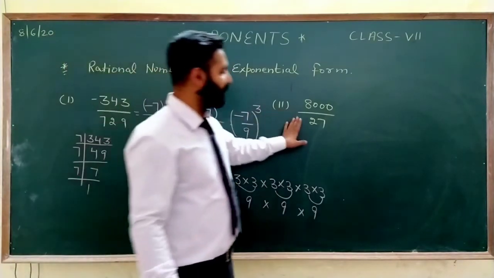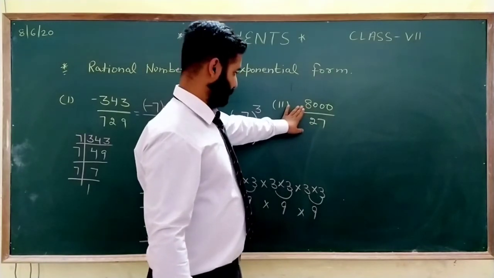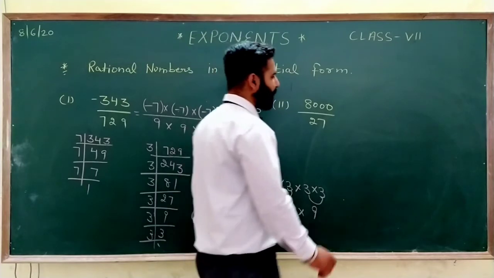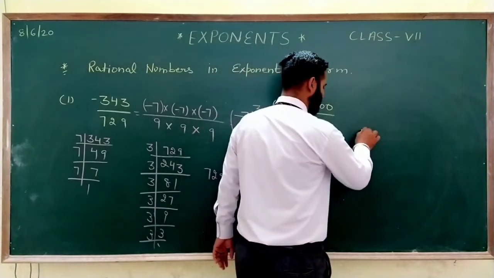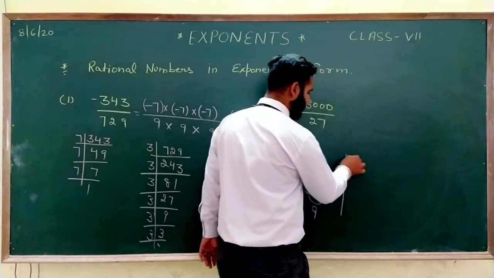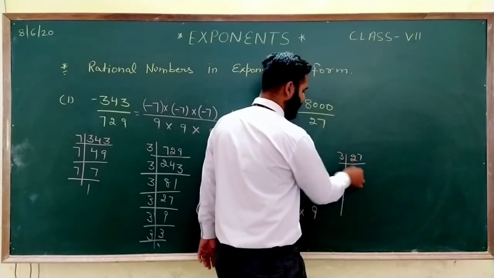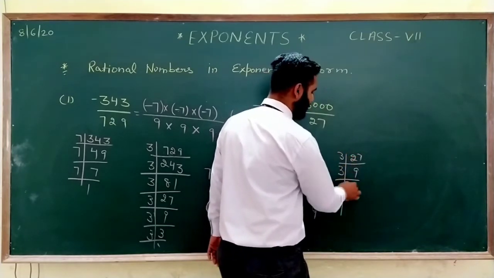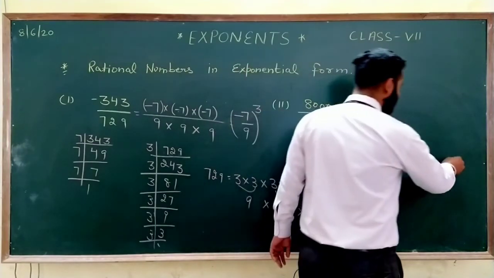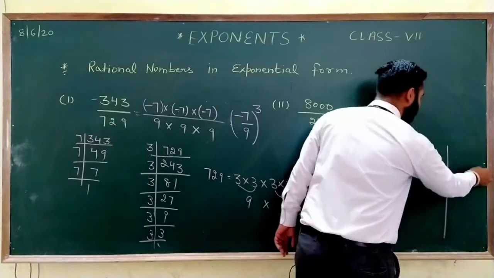In the same manner we will solve this: 8000 upon 27. So first make the factors of 27 here. If you make the factors of 27, 3 nines are 27, then 3, 3 and 1. Fine. Now make the factors for 8000.